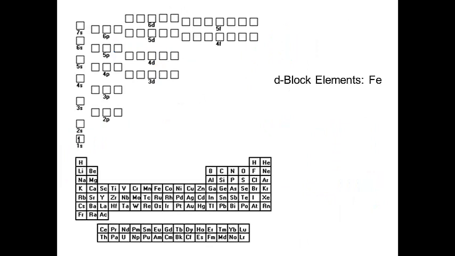Okay, so let's look at a couple of harder examples, one using the d block. Let's look at iron. Iron's right there. Hydrogen and helium are doing the 1s subshell, well, not shell actually. Lithium and beryllium are doing the 2s. Boron to neon are doing the 2p. Sodium and magnesium are doing the 3s. Aluminum through argon are doing the 3p. Potassium and calcium are doing the 4s, and then iron finds itself in the 3d subshell, and it's 1, 2, 3, 4, 5, 6 elements in.